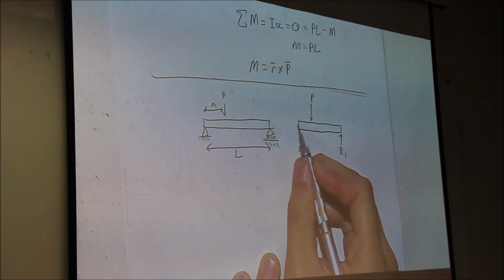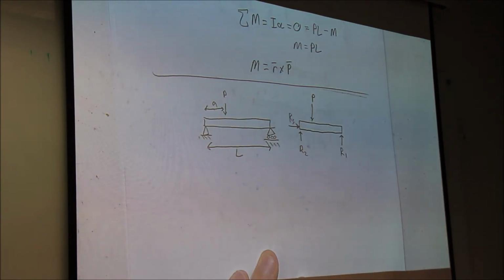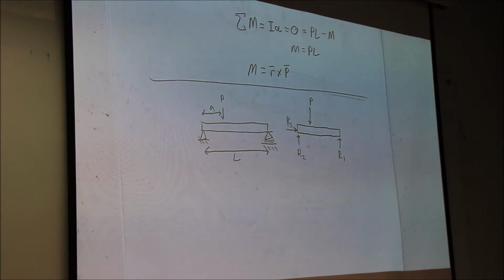Pointing left or pointing right? Doesn't matter. Okay, let's do it this way. Reaction 3. Any others? No? Very good. There are no moments. There are no reactionary moments because we're using pin joints.